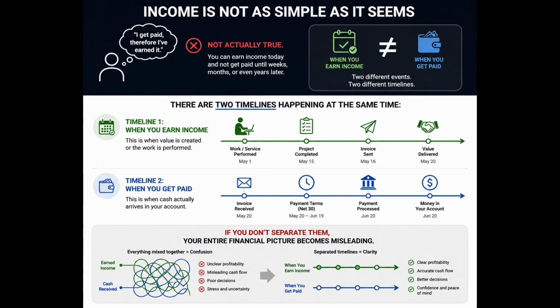So most people think their income is simple. I get paid, therefore I've earned it. But that's not actually true. There are two separate timelines happening. When you earn the income is on the first timeline, and when you get paid is on the second. And if you don't separate them, your entire financial system becomes misleading.